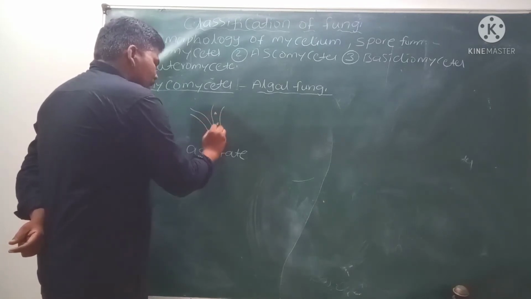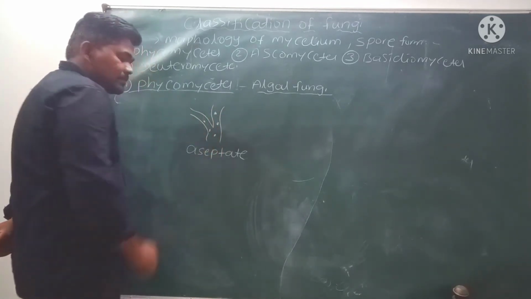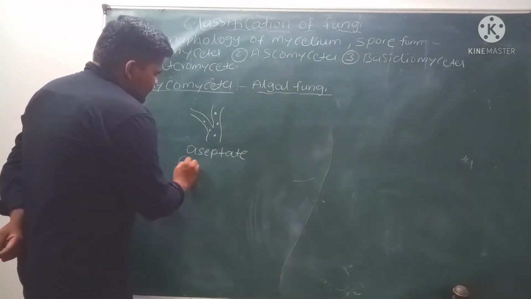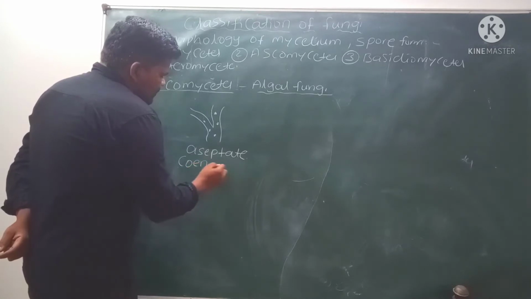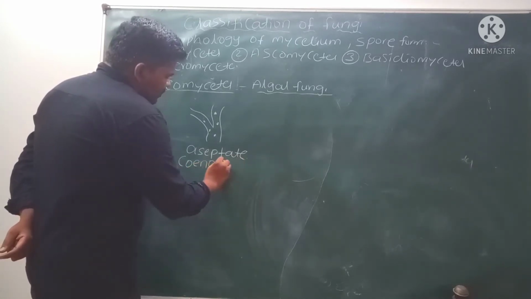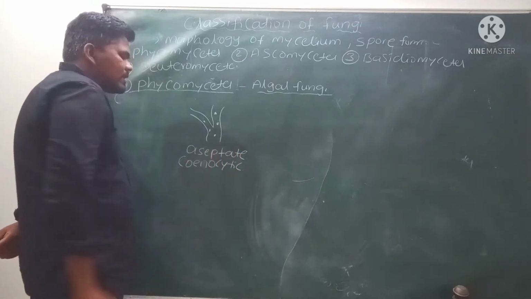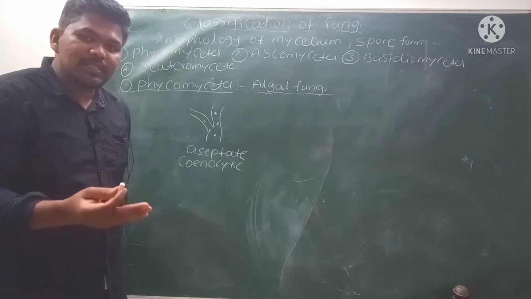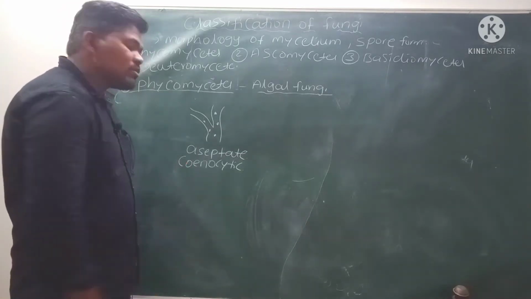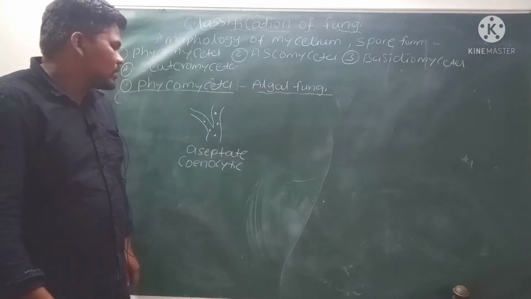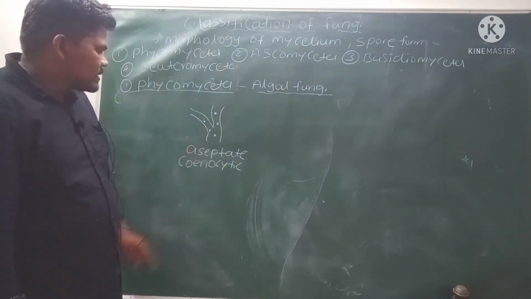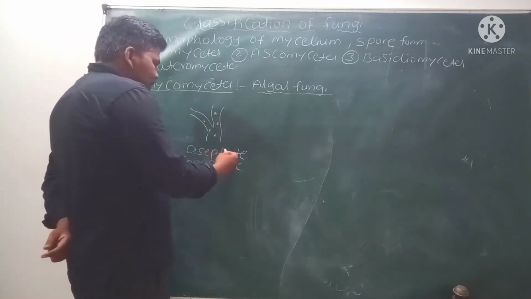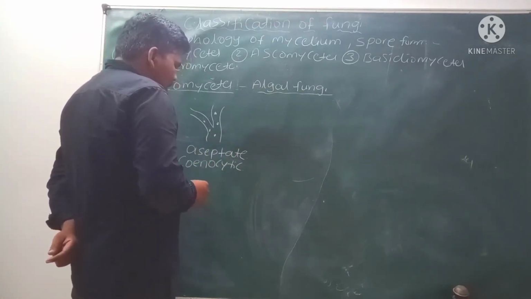Then the hyphae or mycelium contain a lot of nuclei, hence the mycelium or hyphae is coenocytic. Already we know it. Aseptate means A means absent, septa is absent. Which is absent? Septa is absent, hence aseptate. Coenocytic means it contains more than one nucleus. Aseptate, coenocytic hyphae.